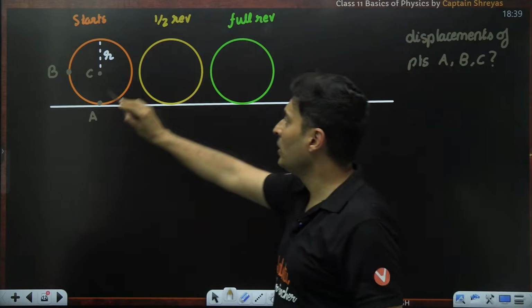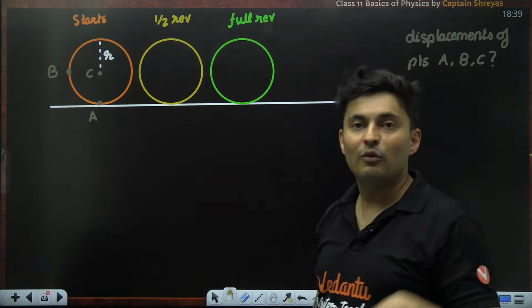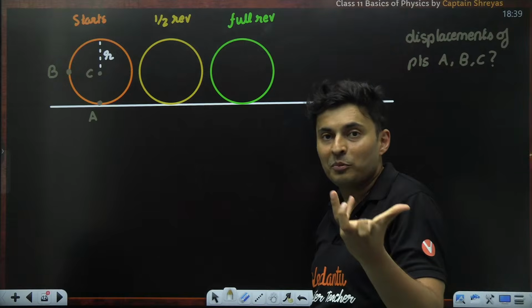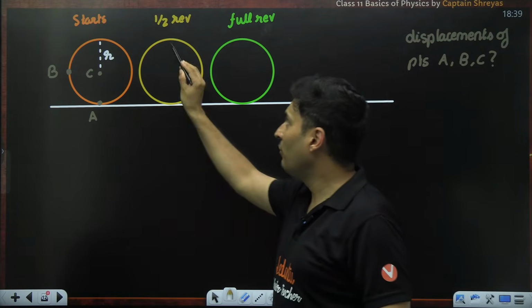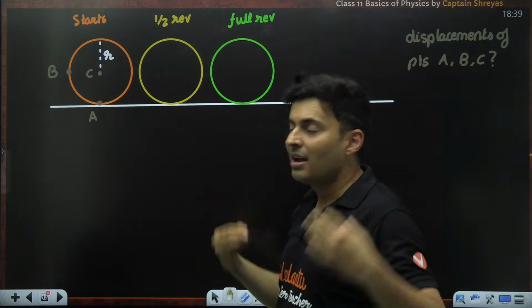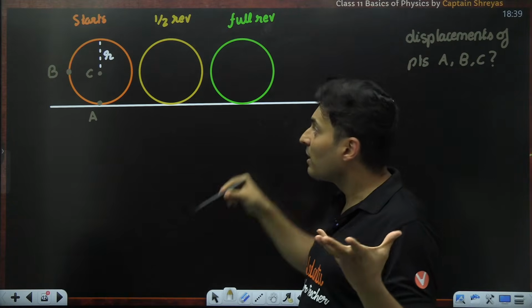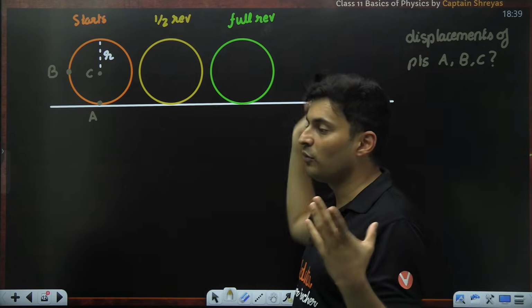For half a revolution, how much will A move by? For full revolution, how much will A move by? For half revolution, how much will C go by? How much will it go for full revolution? Same thing for B, for half and for full.